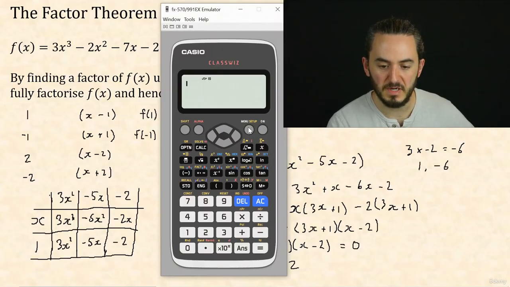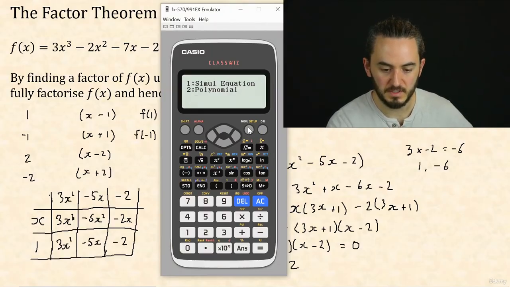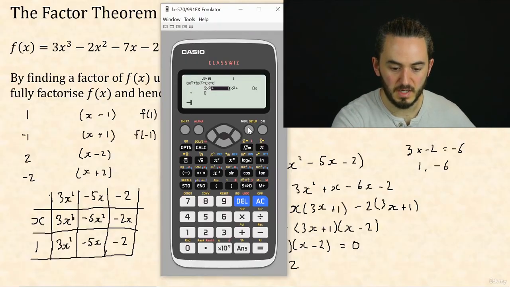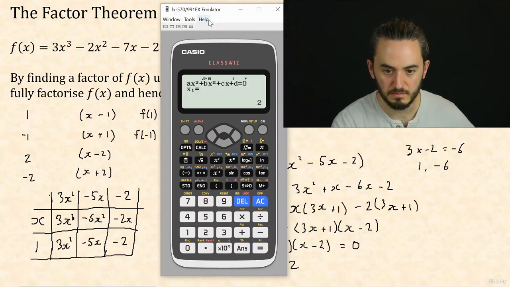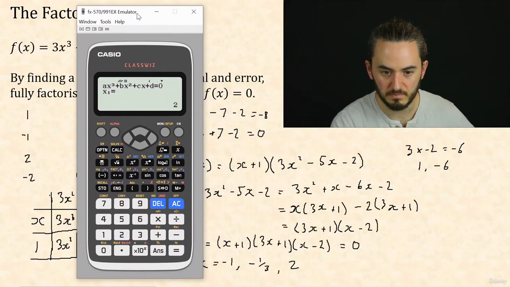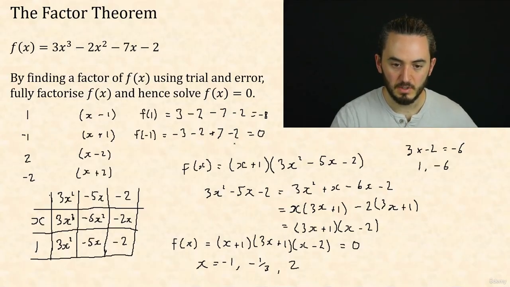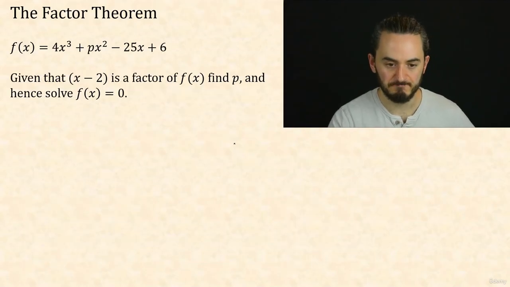All right, so as a reminder of this, here's our calculator. We get a menu, go down to equation solver. It's a polynomial, degree 3 because it's cubic. Key it in, 3x cubed minus 2x squared minus 7x minus 2. And our answers are 2. Did we get that? Yep, 2, minus a third and minus 1. So there we go, we got all of them. All right, so that is the factor theorem. That's how we can use it. Let's look at some more examples.